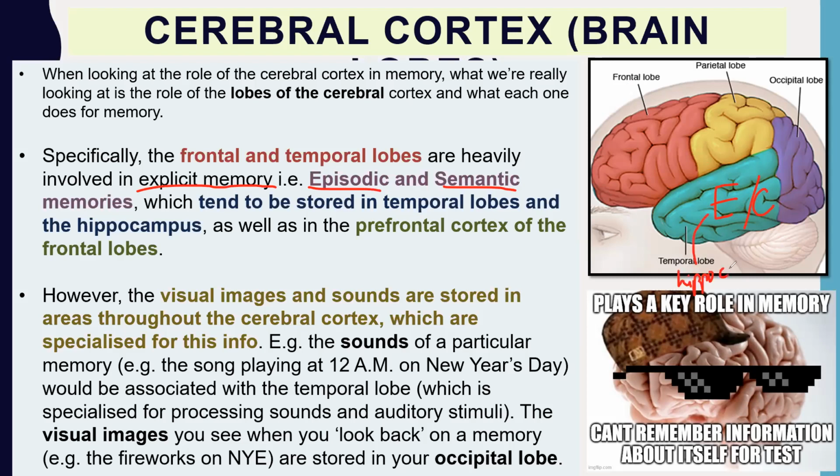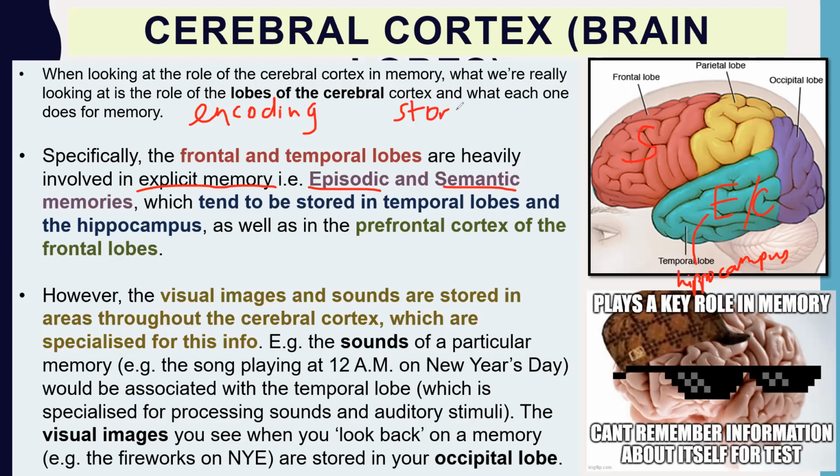And the actual storage site for these episodic and semantic memories, for example your memory of lockdown last year, or your memory of the last day of school before we went back to remote learning, is your frontal lobe, specifically the prefrontal cortex. So just make sure you are able to differentiate between encoding, which is the initial processing of a memory, and storage.